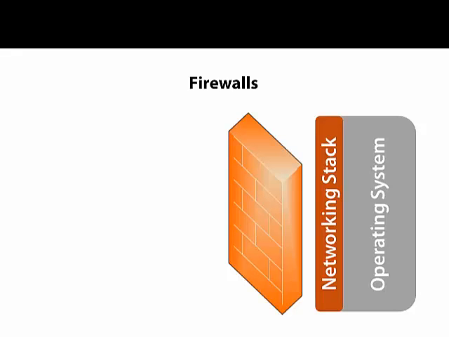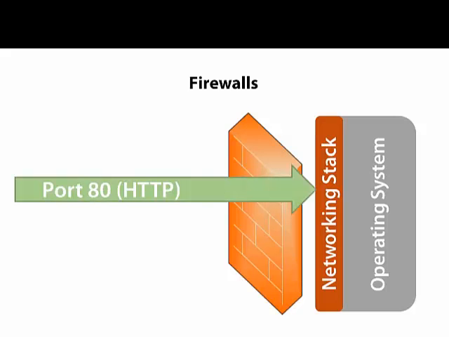Firewalls are a common cause of port connectivity problems. Let's look at what a firewall does. A firewall determines what connections are allowed in to the operating system and which ones are not. So for example, this firewall is allowing port 80 or HTTP traffic into the operating system. The firewall will have a set of rules that says what traffic's allowed in and what traffic's not.